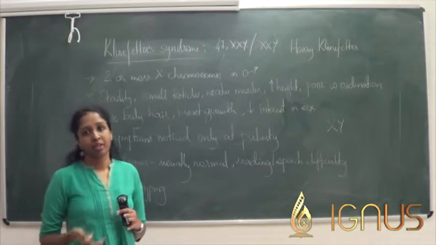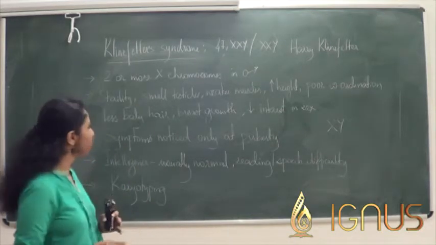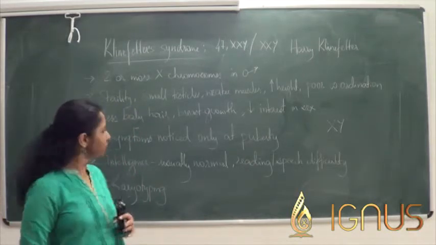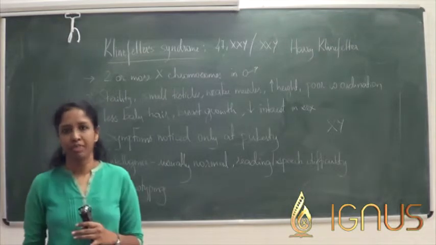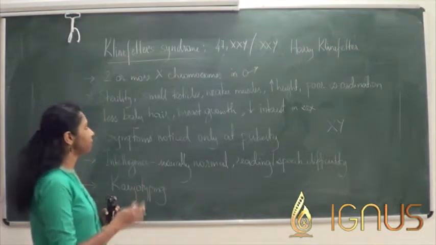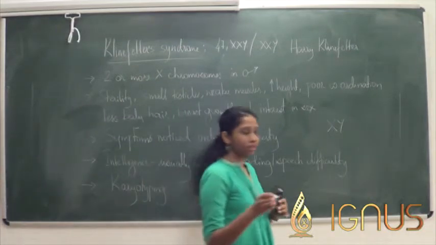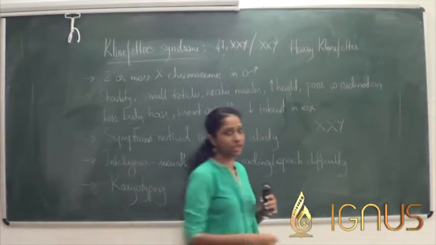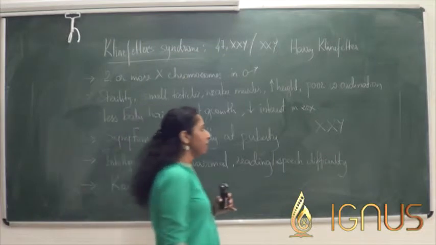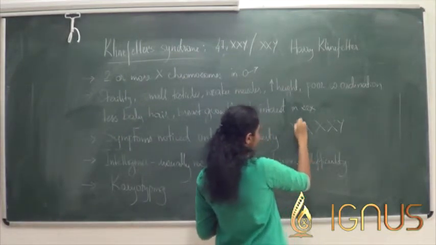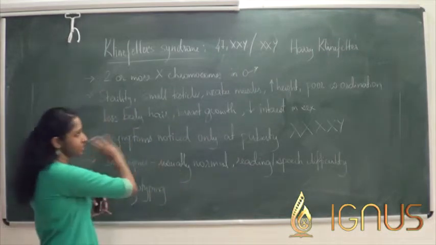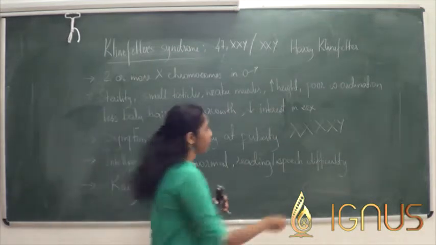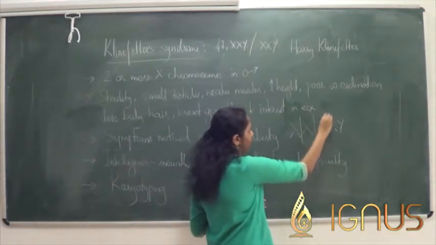Intelligence in males suffering from Klinefelter syndrome is usually normal, so there is no decrease in intelligence level as compared to Down syndrome, but they do have reading and speech difficulty. Another thing with Klinefelter syndrome is that the normal chromosome content for a male should be X and Y. If there is 1 extra X chromosome, that leads to Klinefelter syndrome. But if you keep adding more X chromosomes to the male, then all of these symptoms become heightened. So the severity of the symptoms becomes more and more with the addition of each X chromosome.